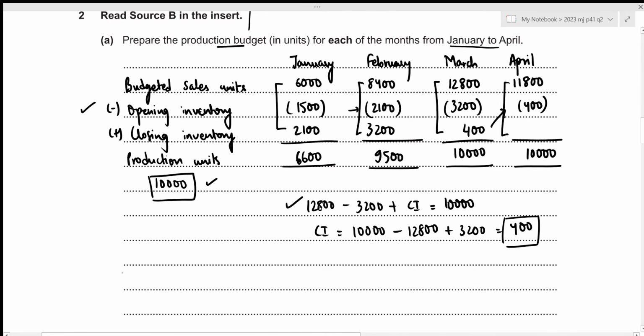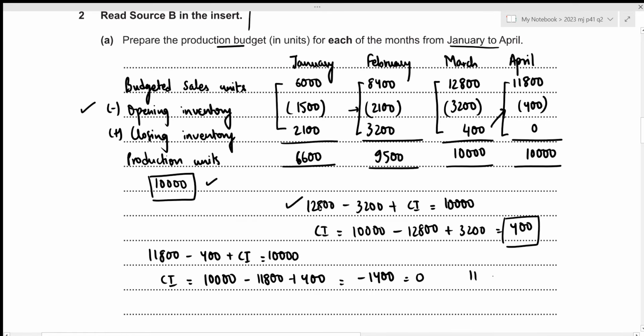Again, let's write it down in an equation format. So that will be 11,800 minus 400 plus closing inventory. It should be equal to 10,000. Now the closing inventory is just going to be 10,000 minus 11,800 plus 400, which results in the value of negative 1,400. Again, we cannot have negative number of units, so we just consider our closing inventory to be 0 in this case. So if that's 0, we need to check if the equation stands.